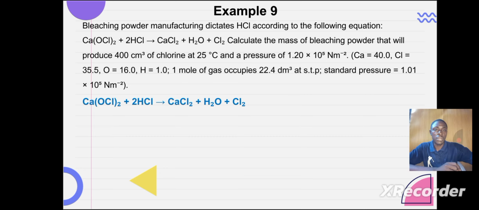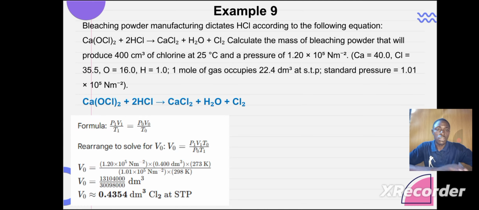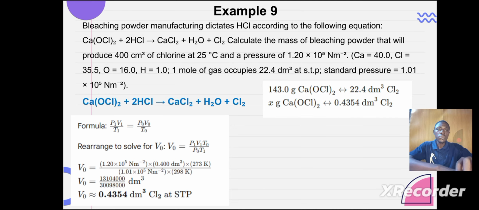This is the balanced equation for the reaction, rewritten so that you understand better. So these are the calculations involved. But before I go into explaining the calculations, I'd like to explain this other one. This relationship, 143 grams of bleaching powder is equivalent to 22.4 dm cube of chlorine, is an equivalent statement from the equation. The molar mass of bleaching powder was calculated and is 143 grams. The number of moles of chlorine is 1 and the volume is 22.4. So we can say 143 grams of bleaching powder, 22.4 dm cube.